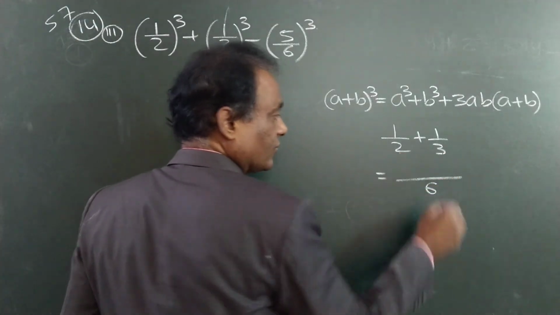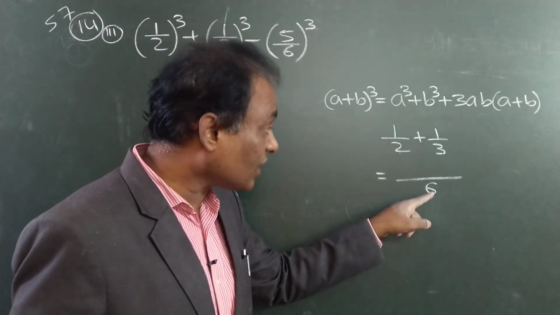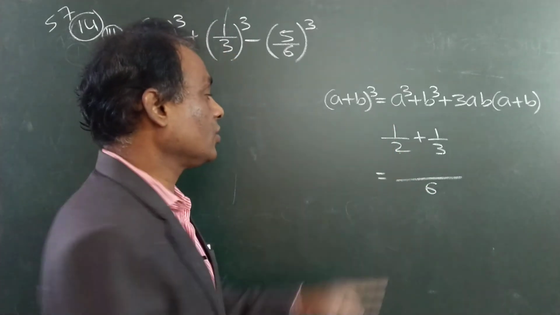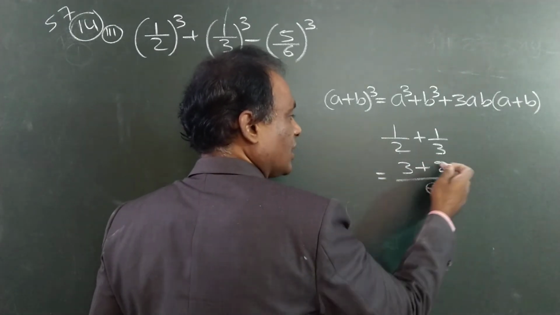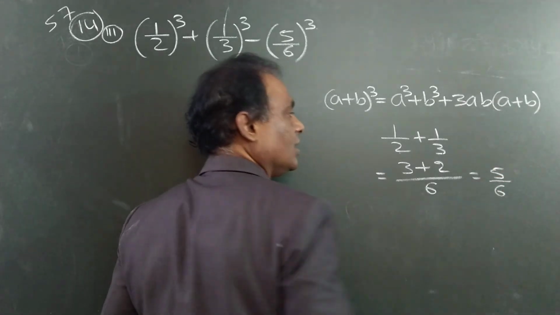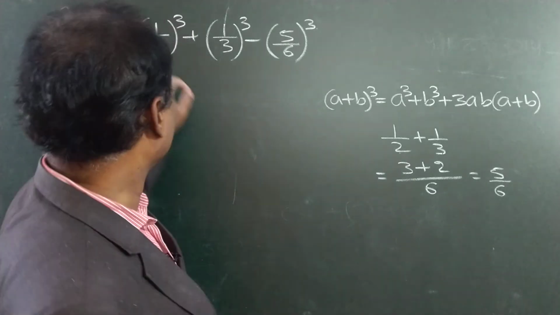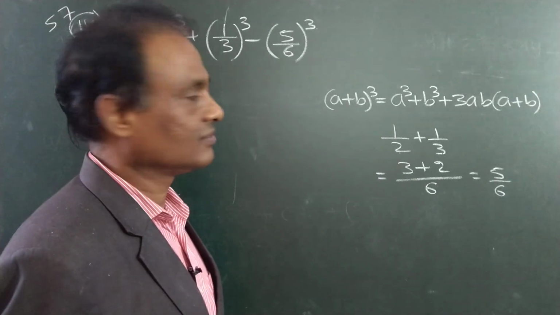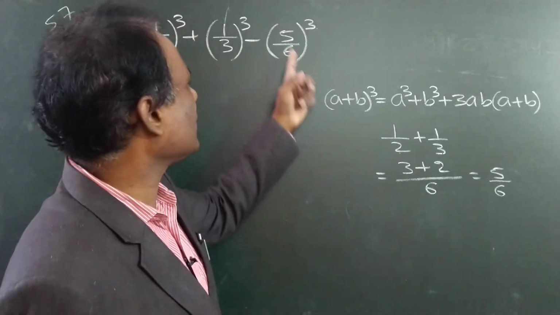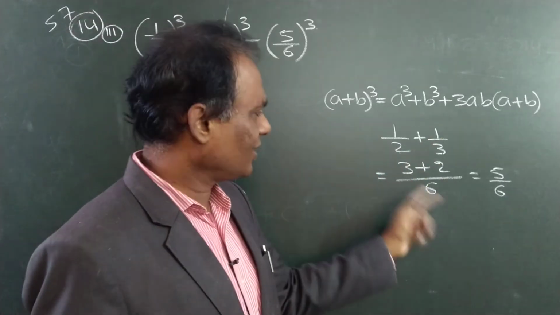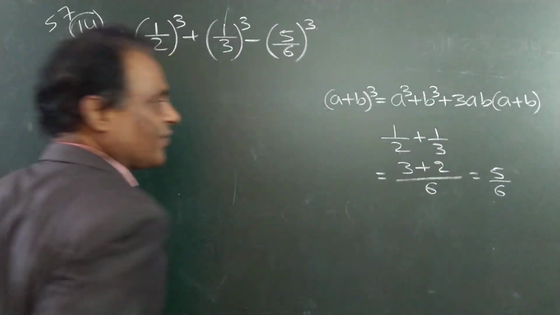3 2s are 6. 2 how many times? 3 times. 2 3s are 6, no? 2 3 times, 3 into 1 is 3. 3 2 times, 2 into 1 is 2. So total 3 plus 2, 5 by 6. That means 5 by 6 can be written as 1 by 2 plus 1 by 3. That is nothing but 5 written as 3 plus 2, if you separate it into two fractions. So 1 by 2 plus 1 by 3 is definitely 5 by 6.